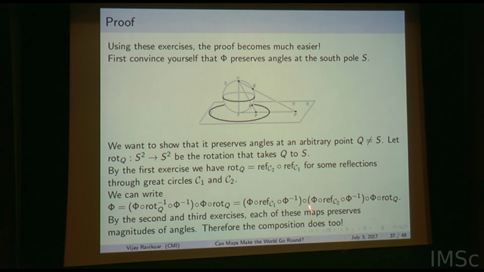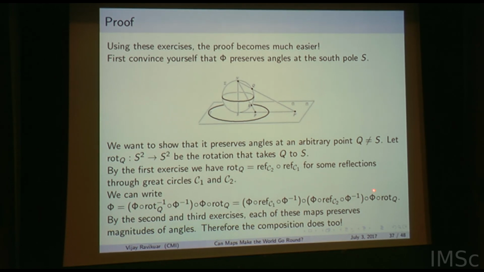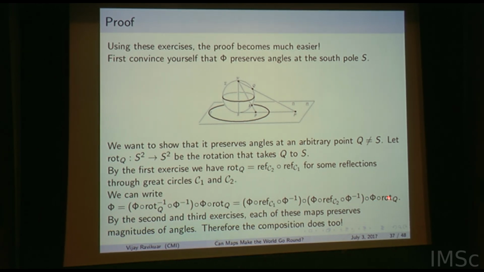So now we have a product of maps which are area preserving at Q. So rotation is always area preserving. Rotation is taking Q to S, and that's angle preserving. Phi is angle preserving at S. And then by the second two exercises, these two maps also preserve angles. So all in all, we have a composition of different maps that preserve the magnitudes of angles, and therefore the composition also does.